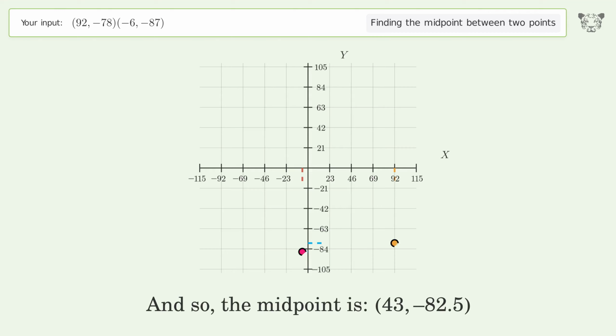And so, the midpoint is 43, negative 82.5.